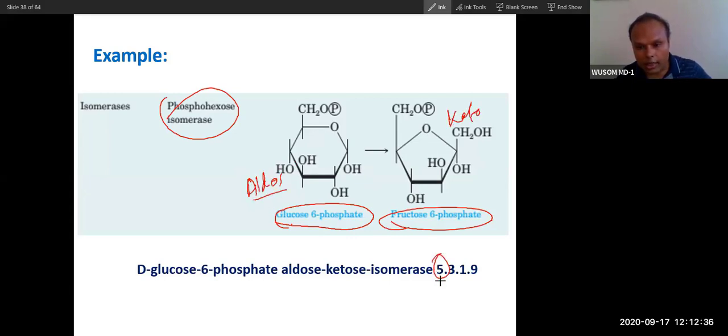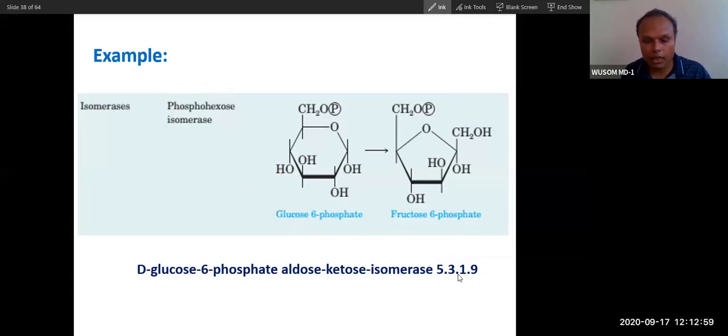And isomerase is given the number 5. So the 5 is given, and the 3-1 is given to the type of isomerism this enzyme brings about. You don't have to actually memorize this; just understand that each further number explains the first number more precisely. So this enzyme is 5.3.1.9.